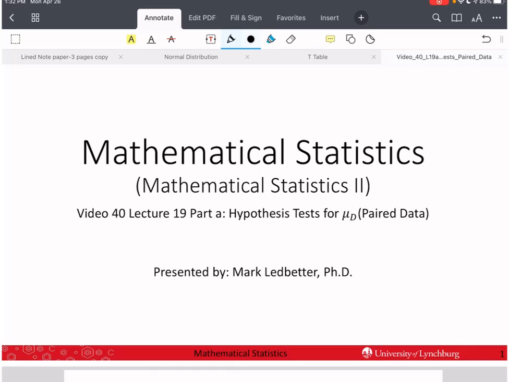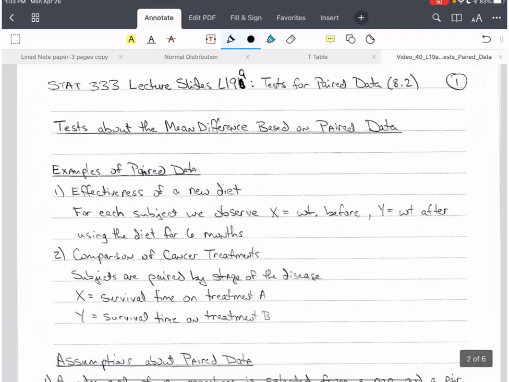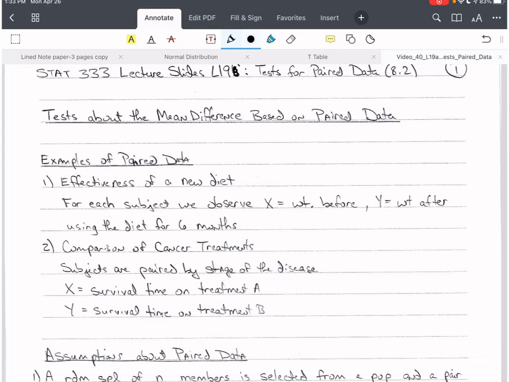I'm Mark Ledbetter. This is video 40 and we are in lecture 19, part A, and we are moving into section 8.2 in the text, and this is dealing with two means. The first case is paired data. We're going to take two samples and they're paired, the values are paired, so we're going to take the difference between the two observations on the same unit usually. And so we're going to do a hypothesis test for mu sub d, the difference. So, a test about the mean difference based on paired data.